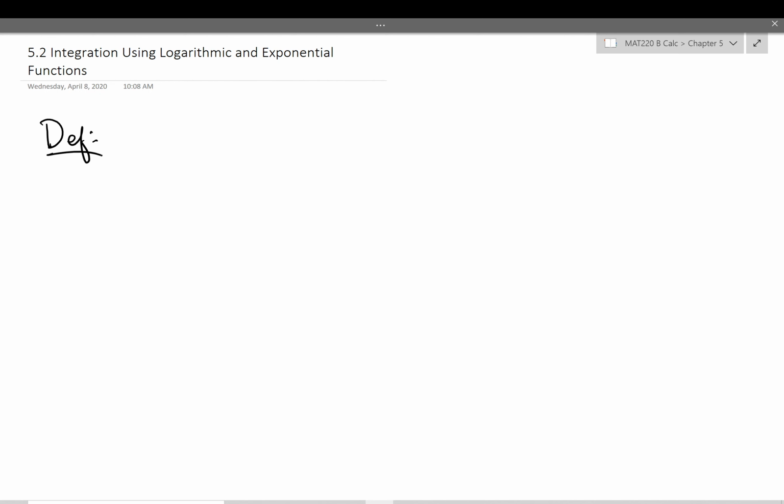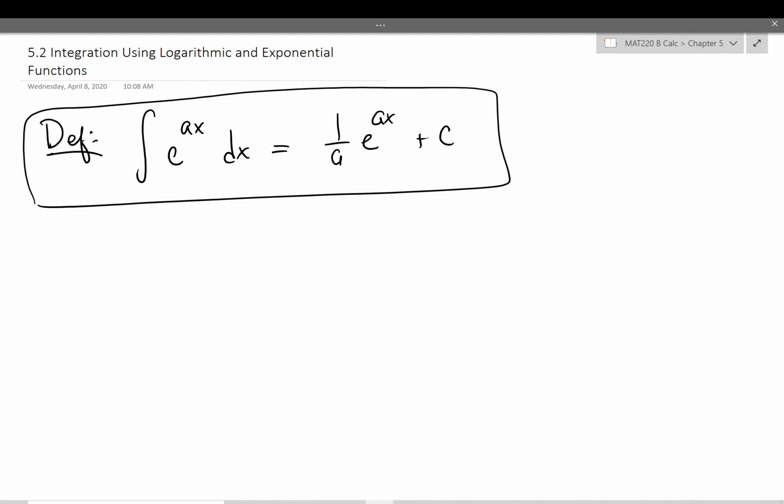For us, integrating with exponential functions for now is going to just be a rule that I'm going to give you. Later on, when we get to the very end of this chapter, I'm going to show you a technique called U substitution, and that is where the rule actually stems from. But for now, if we wanted to integrate e raised to ax dx, that's going to integrate to 1 over a e to the ax plus c. So that's really what you have to know right now.